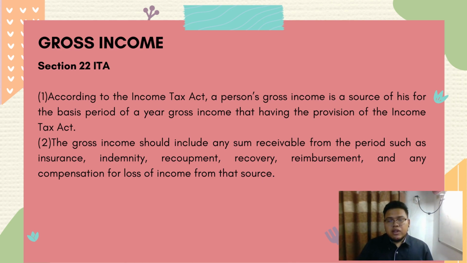So now we move on to the gross income. Under Section 32 of the Income Tax Act, subsection 1 says that a person's gross income from a source for the basis period for a year is gross income having the provision of the Income Tax Act. Subsection 2 says the gross income should include any sum receivable from the period such as insurance, indemnity, recoupment, recovery, reimbursement, and any compensation for loss of income from that source.